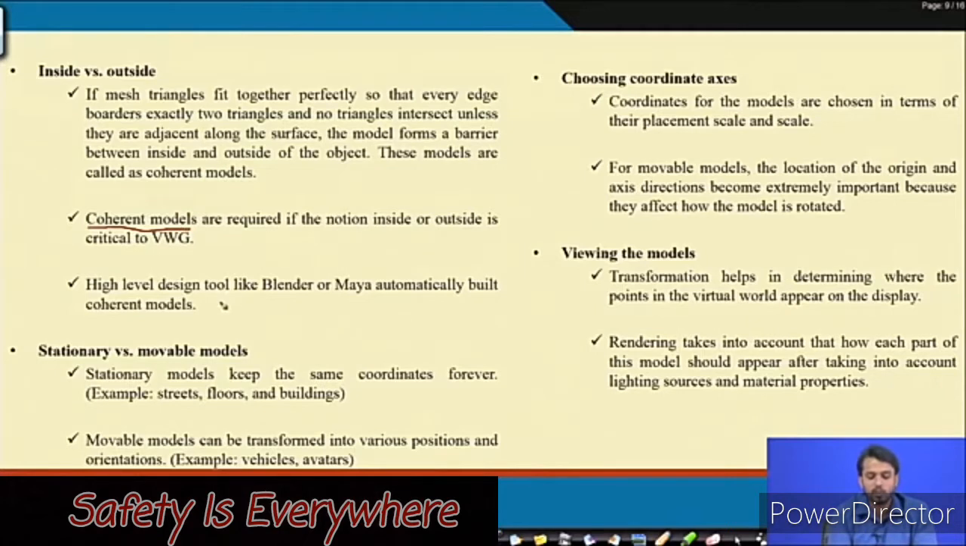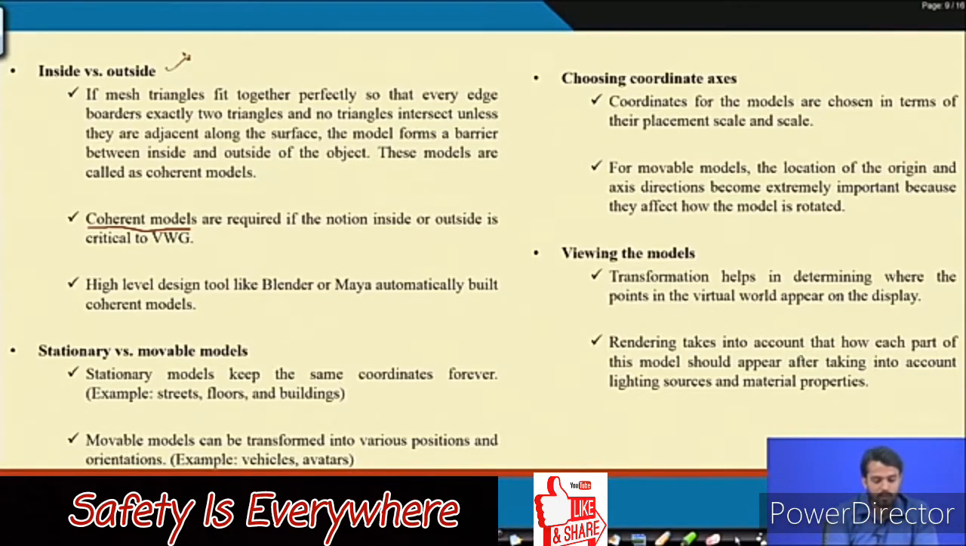High level design tools like Blender or Maya automatically build coherent models. When we are developing any particular 3D model, the software we have nowadays has this property inbuilt. So you don't have to create the barrier between inside and outside of the object yourself, but you have to know the basic fundamentals behind the creation of this barrier. So this is another property of inside and outside of the 3D models.